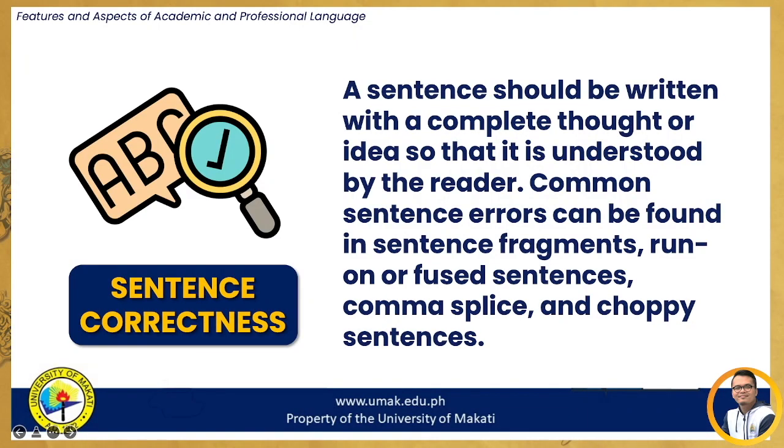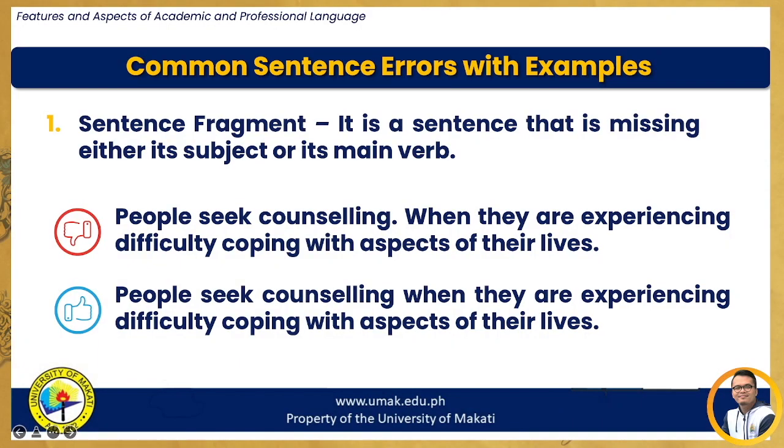Sentence correctness is also an aspect of academic and professional language. A sentence should be written with a complete thought or idea so that it is understood by the reader. Common sentence errors can be found in sentence fragments, run-on or fused sentences, comma splice, and choppy sentences. Here are some common sentence errors with examples.